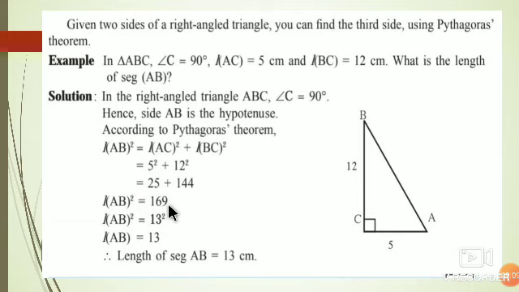But this is not the answer only, because this 169 is the square of AB. So we should find out the square root. Means that 169 is a square number. So it is the square of which number, that we have to find out. So if you learn the squares, easily you can write here the answer that 169 is the square of 13. 13 square. So when we remove the square, we can write here AB is equal to 13. Length of the segment AB is equal to 13 centimeter.